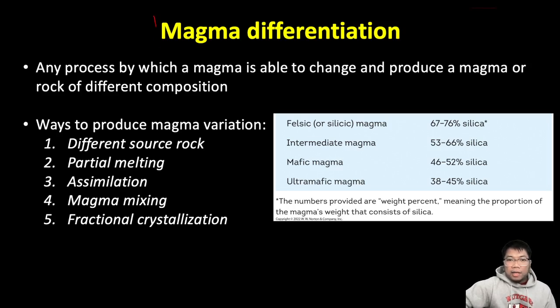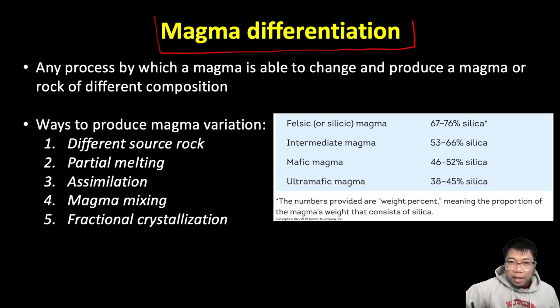Another process that I would like to introduce here is called magma differentiation. So this process refers to any type of process that could alter the composition of magma, and eventually the composition of rocks as well.